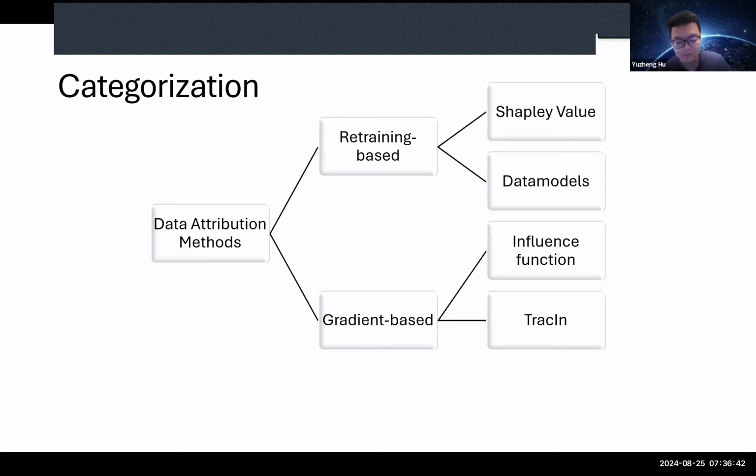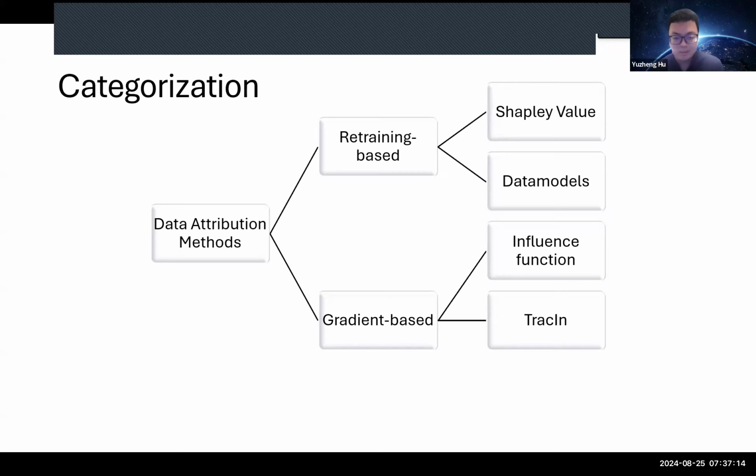Retraining-based algorithms basically means that the algorithms typically involve training models on some subset of the training samples, and typically involve a lot of retraining. This is why it gives rise to its name, retraining-based algorithms. Under retraining-based algorithms, there are some very classical approaches, for example, the Shapley value, and also the more recent data models. Data models also involve training a lot of different models on subsets of the training samples.